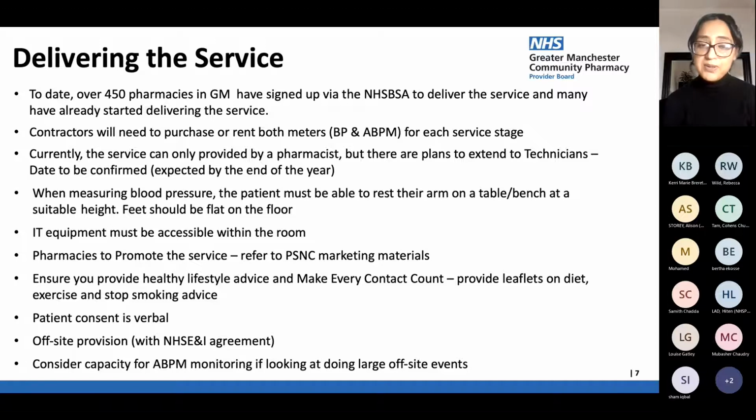When measuring blood pressure, the patient must be able to rest their arm on a table or bench at a suitable height, and feet should be flat on the floor. IT equipment must be accessible within the room.